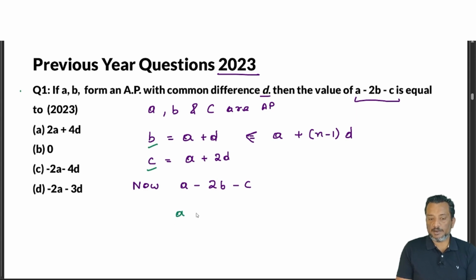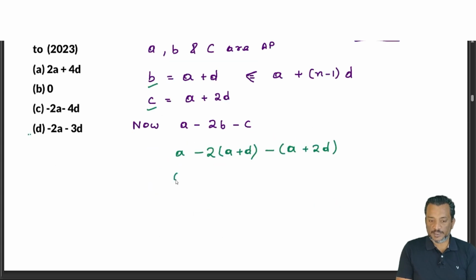So we can say A minus 2 times A plus D, and C value is how much? You can say minus A plus 2D. Okay, so now after that you can say A minus 2A minus 2D minus A minus 2D. Now add all the like terms. So you will get A minus 2A minus A and minus A, so you can say minus 2A. Same with minus 2D and minus 2D, you can say minus 4D.